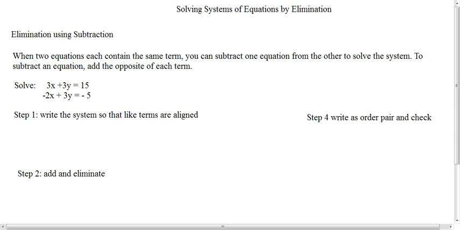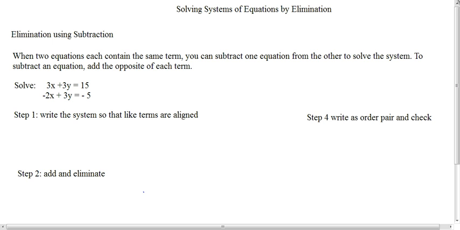Let's take a look at solving some systems of equations by elimination using subtraction. One thing we want to keep in mind is that when two equations each contain the same term, you can subtract one equation from the other to solve the system. To subtract an equation, you just add the opposite of each term. Okay, so let's take a look at the system: 3x plus 3y is equal to 15, and negative 2x plus 3y is equal to negative 5.